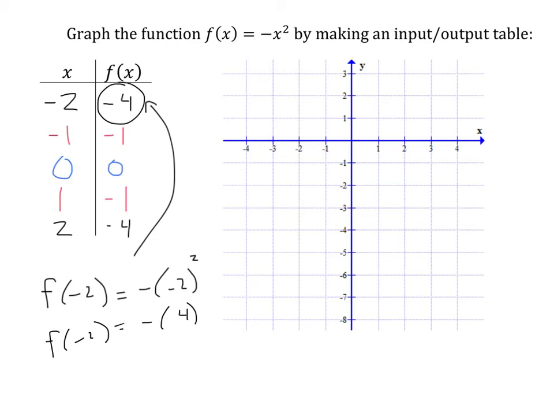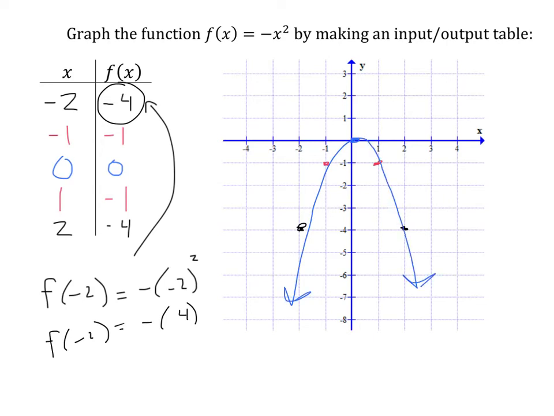You're going to have f of negative 2 being negative 4, which is where this value of negative 4 came from. So now if I take all these input-output combinations and graph them, I'll end up with negative 2, negative 4, and negative 1, negative 1, then 0, 0, and 1, negative 1, and finally 2, negative 4. And hopefully we're not surprised by the graph that we see here. I missed that point.